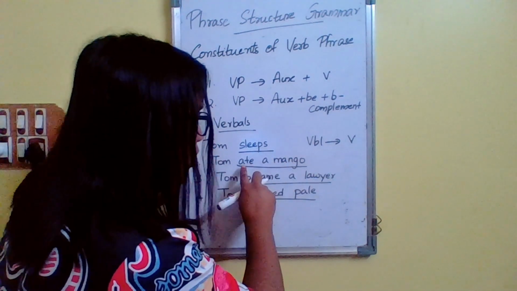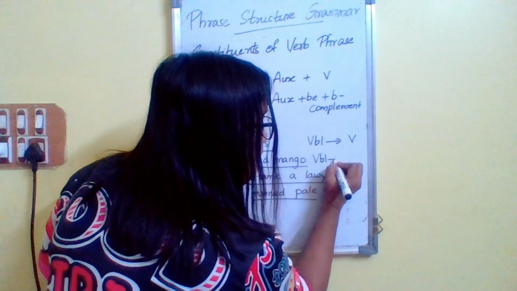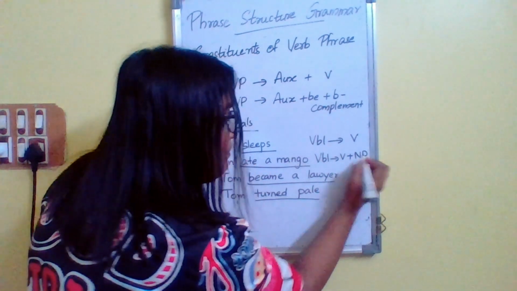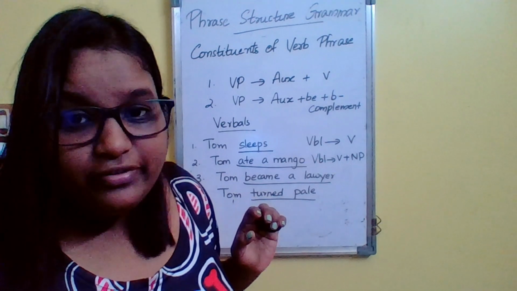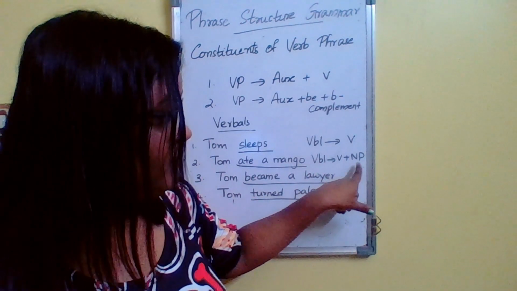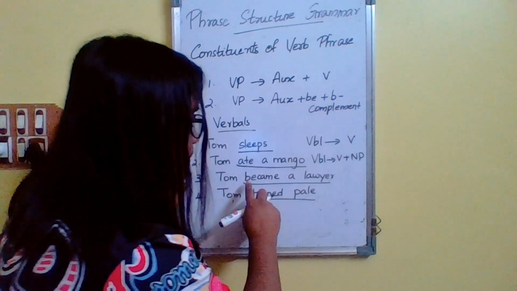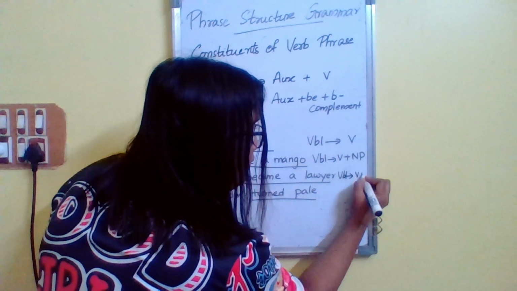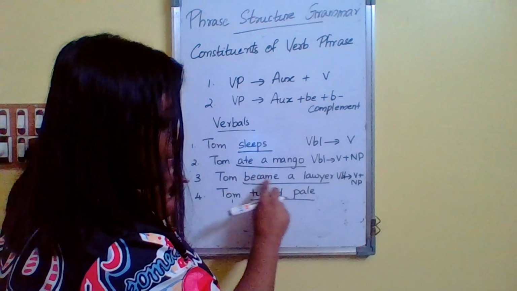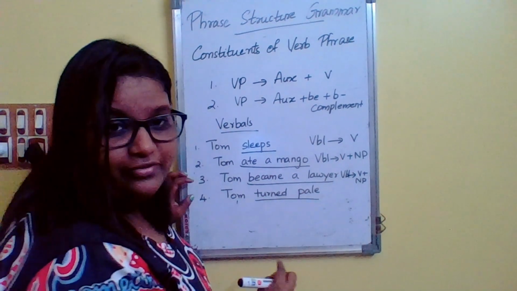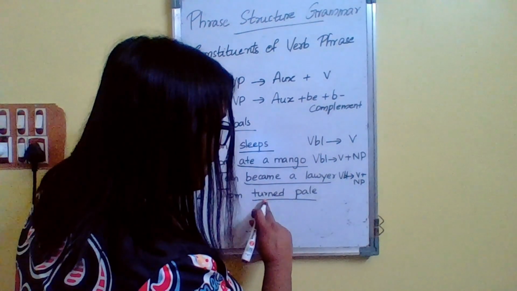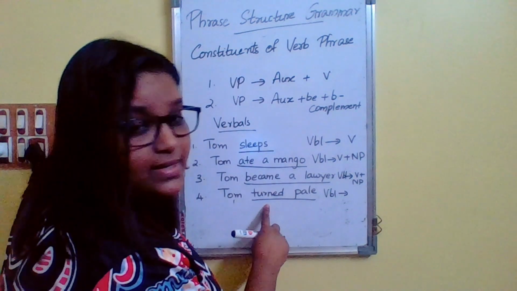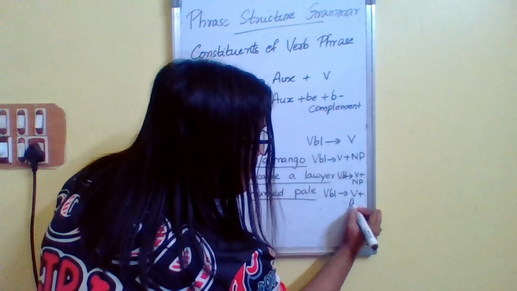Now in Tom ate a mango, there is a verb here, ate, and then there is a noun phrase, a mango. So a verbal can be verb plus noun phrase. Again, in became a lawyer, the verbal can be verb plus noun phrase. Verb is became, a lawyer is a noun phrase. And the next one is turned pale. In that section, turned is a verb and pale is an adjective.